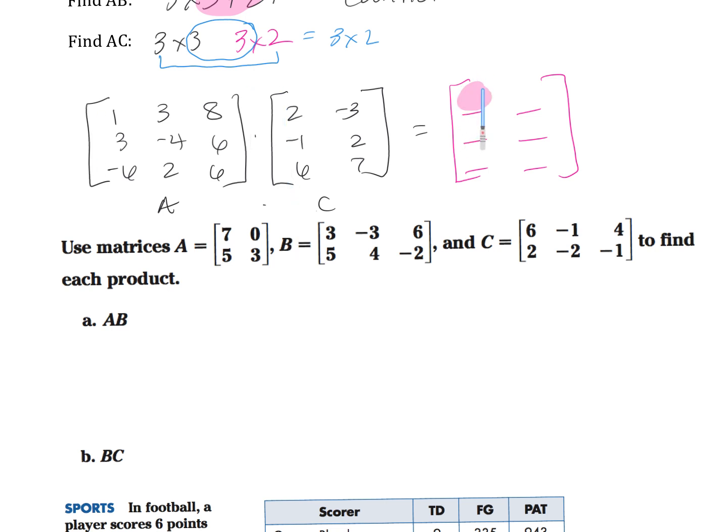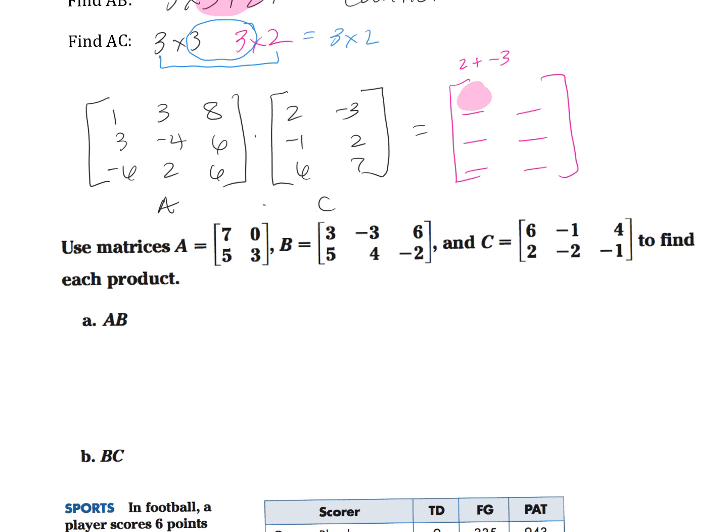Holy smokes. Here's what you do. Top row times the first column. You're going to go like this. What is 1 times 2? 2. So I'm going to write this off to the side a little bit. 2. Then you're going to add that to this. Whoop, and I'm going to move. Now I'm over to the right one and down one, and we're going to multiply these. What is 3 times negative 1? 3 times negative 1 gets me negative 3.